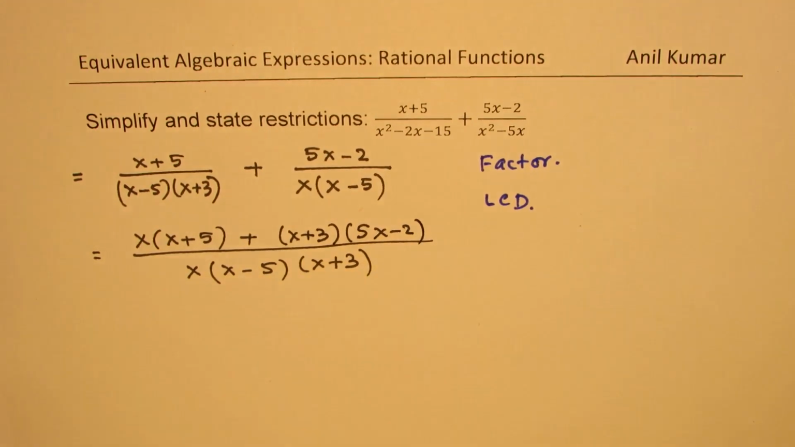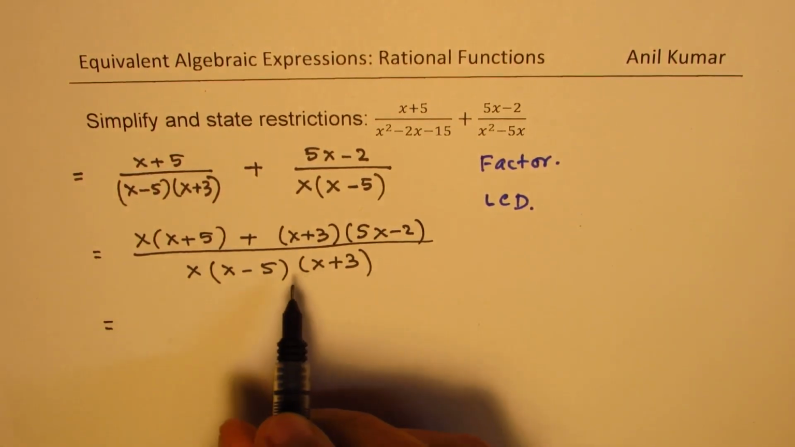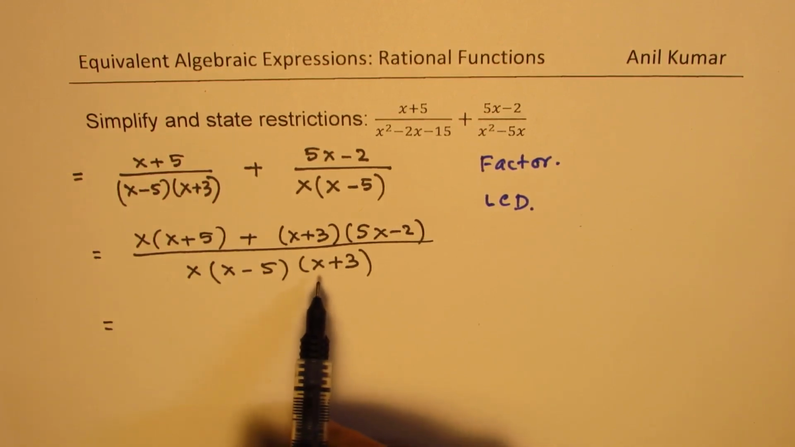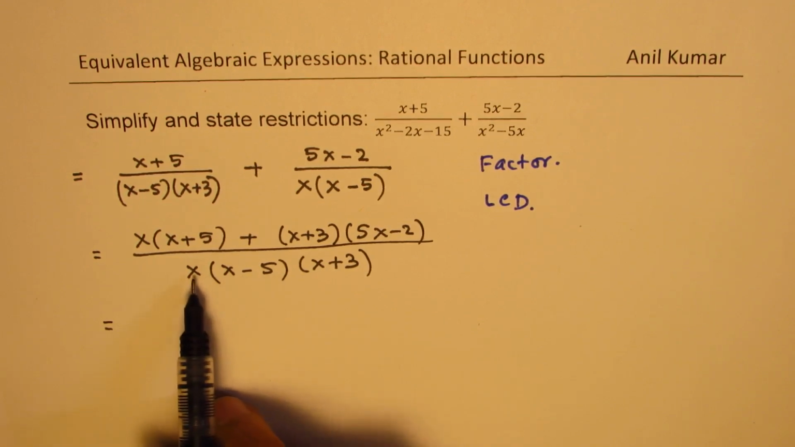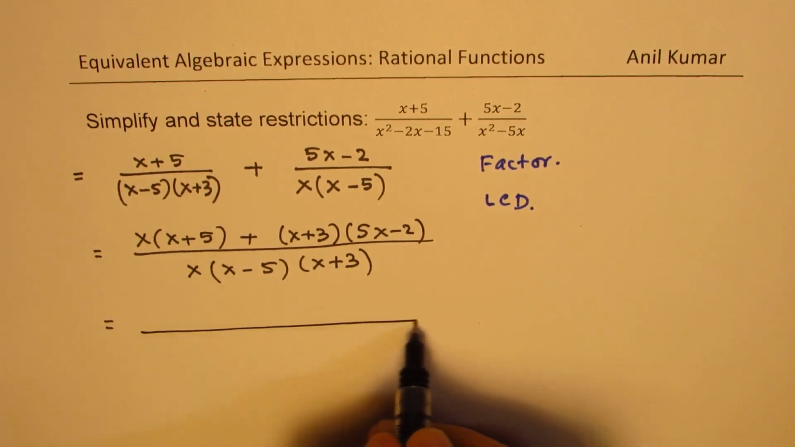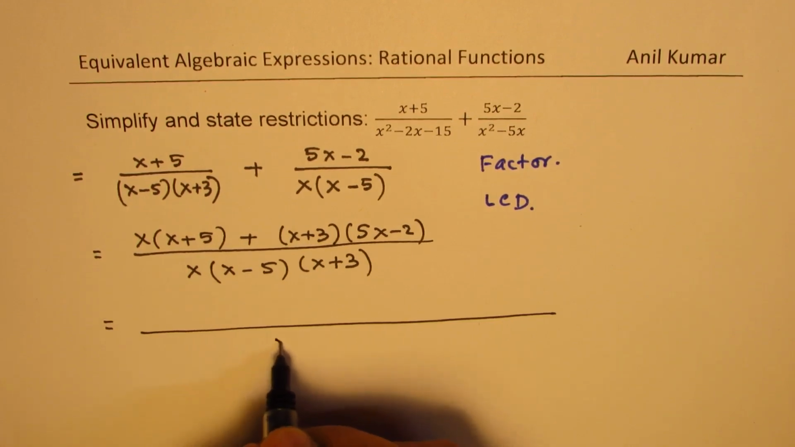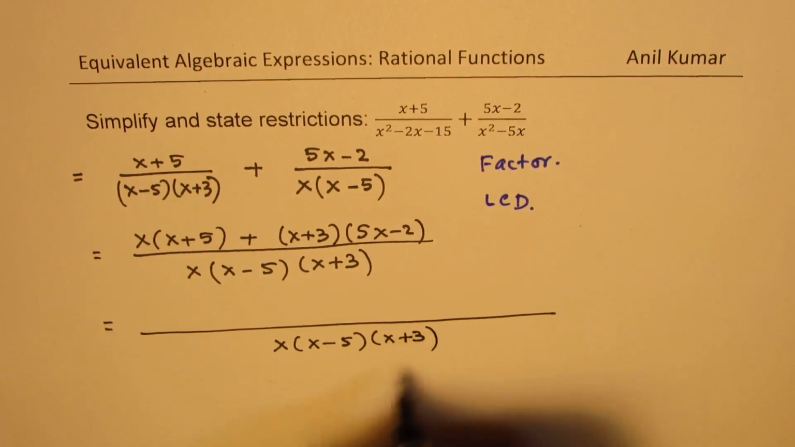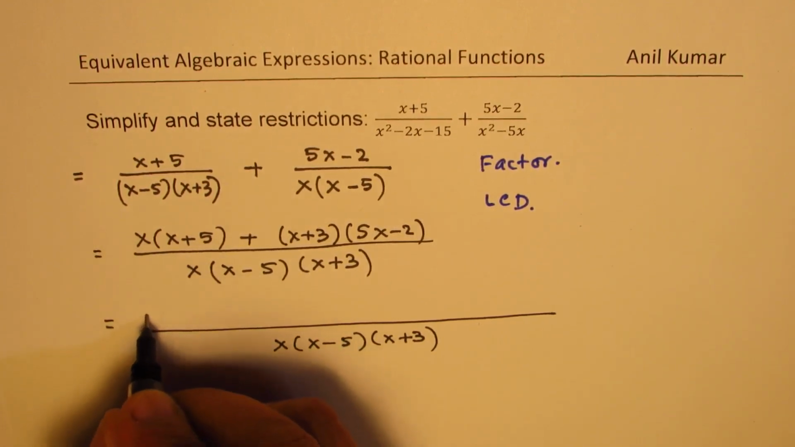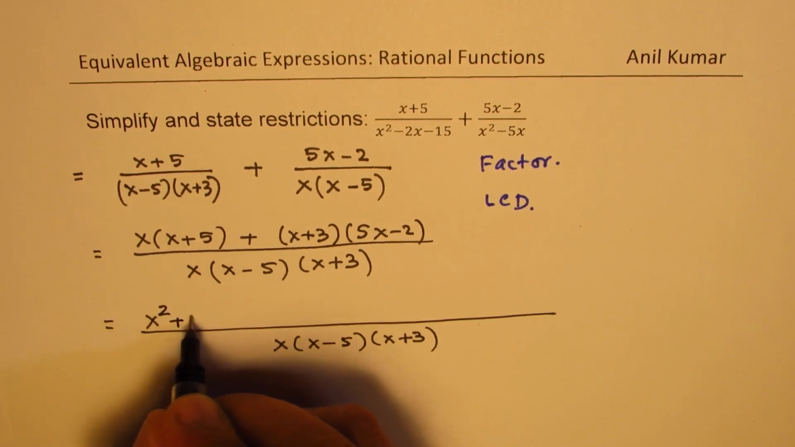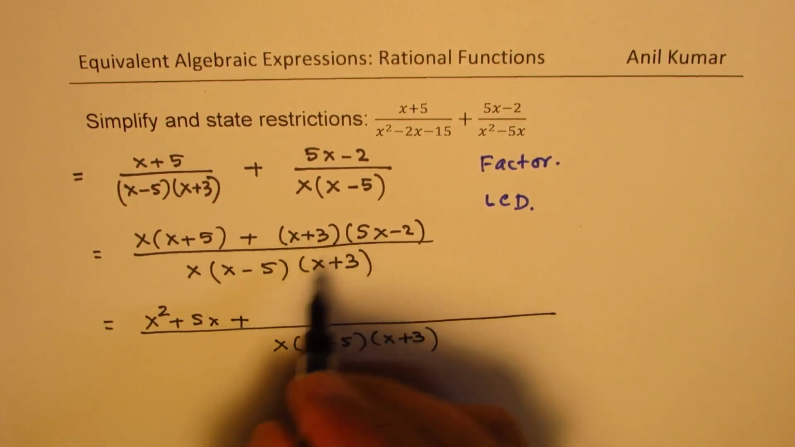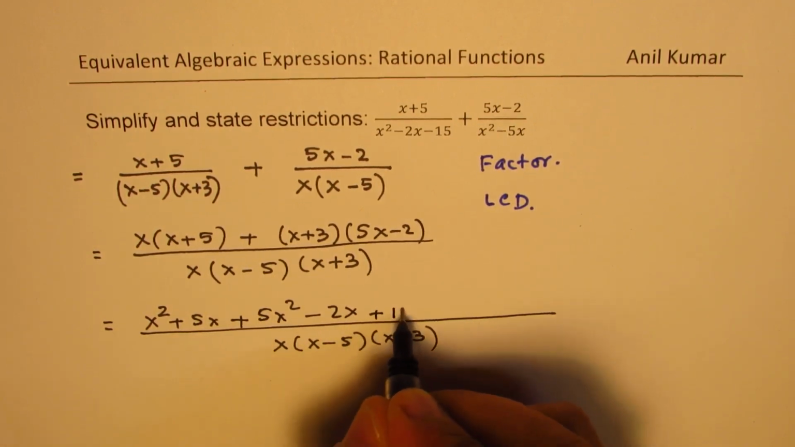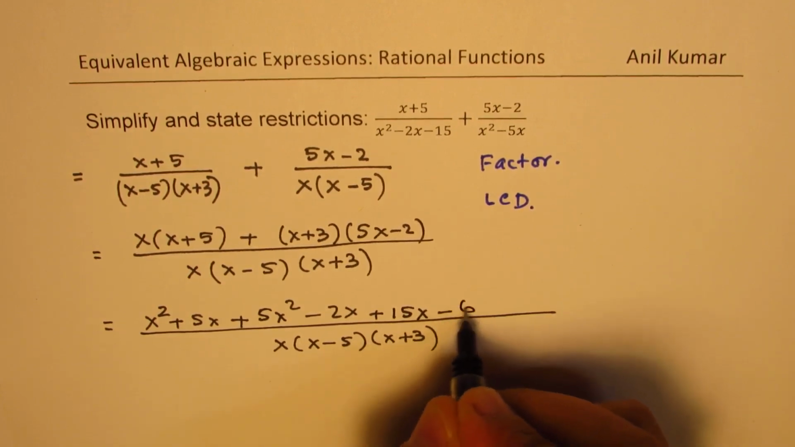Is it clear? Perfect. Now, whenever you do this operation, we like to keep the denominator in the factored form. I like you not to ever expand the denominator, right? But you need to expand and simplify the numerator. So we'll keep the denominator as such. Numerator, let's expand it. We get x squared plus 5x plus 5x squared minus 2x plus 15x minus 6, right?